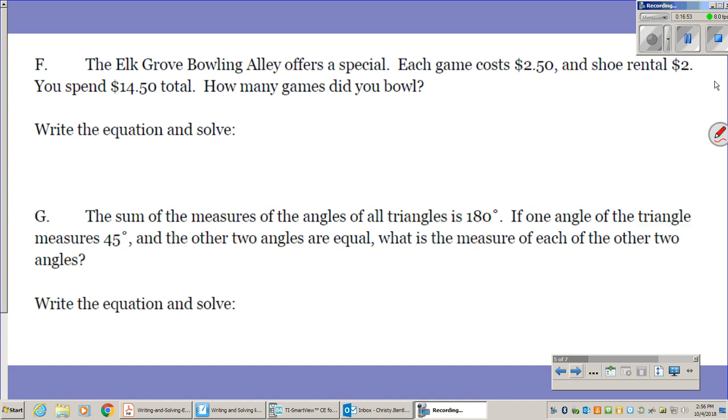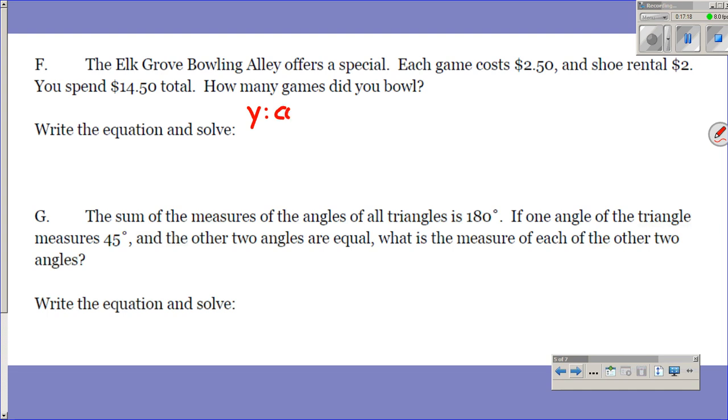Okay, we're looking at letter F. The Elk Grove Bowling Alley offers a special. Each game costs $2.50 and shoe rental $2. You spend $14.50 total. How many games did you bowl? Write the equation and solve. So understand the cost is going to depend on how many games you bowl. So y is going to represent the cost, and x is going to represent the number of games.